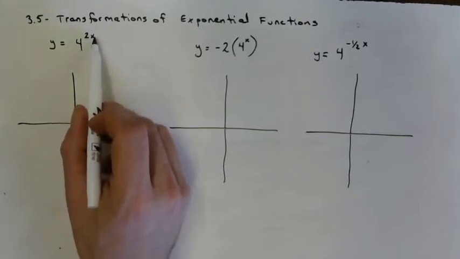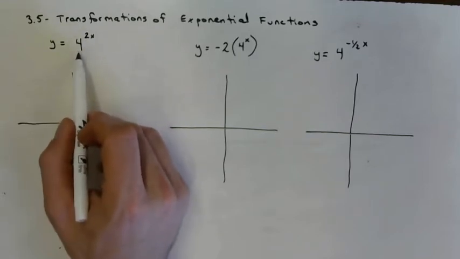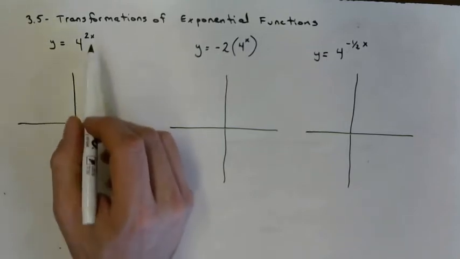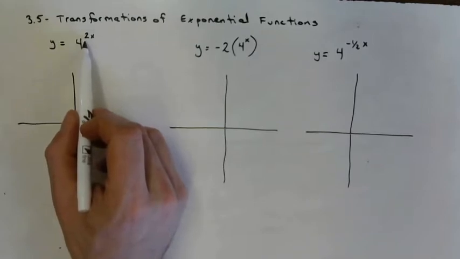So every time before we take this exponent, whatever goes in for x is going to get doubled, and then we're going to take 4 to the power of that. So is this going to grow faster or slower? Faster. It's going to get taller faster. And because it's attached to the x, this is a horizontal compression by a factor of 1 over k. It's a horizontal compression by a factor of 1/2.